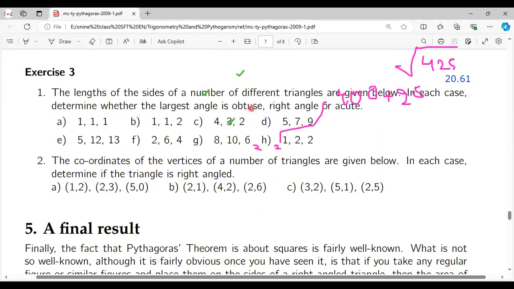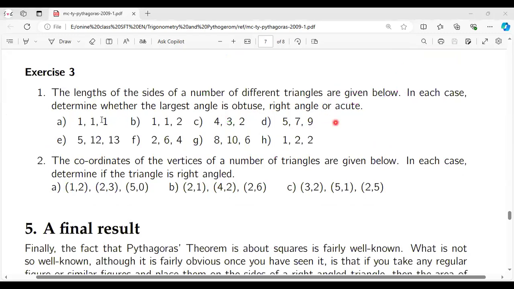Here are some other questions you can try, right? You can determine whether the largest angle is a right angle or not, actually. And here are some coordinates of these vertices, which means the triangles. And you can find out whether they are right angled or not, right?